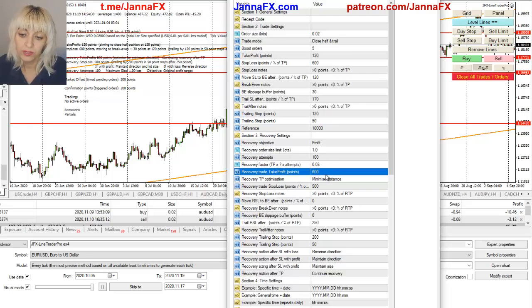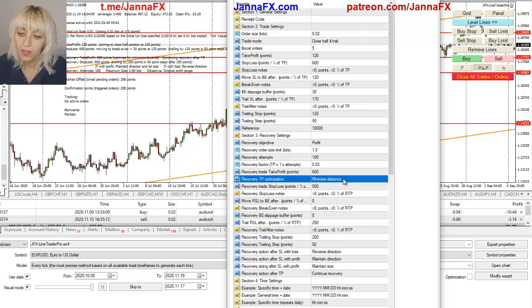Take profit is 600 points. It's just a standard here, but you can change it, right? For different pairs you need to change it, because different pairs move a bit more. For example, gold moves a lot, so I have like 900 points. So that's just how many points it needs to move to get you out from the losing trade.